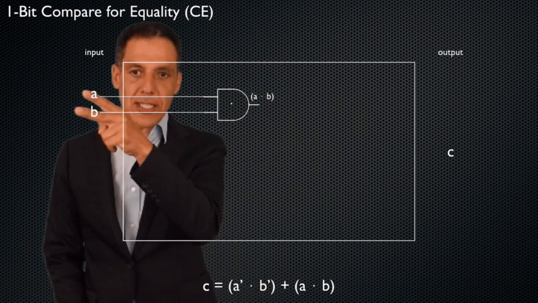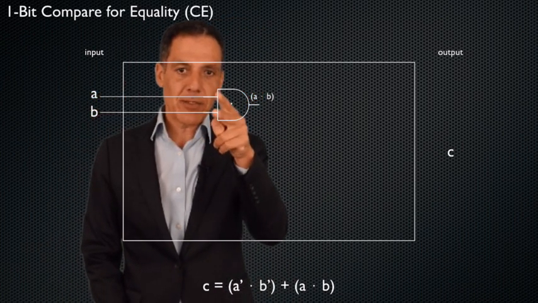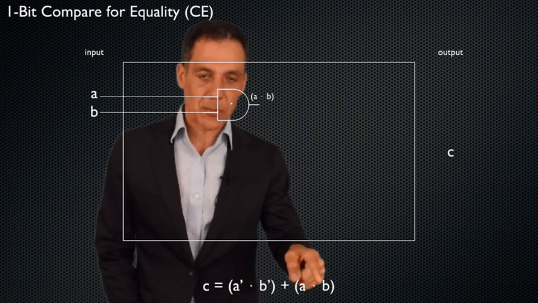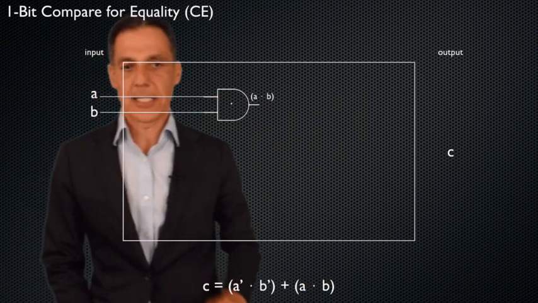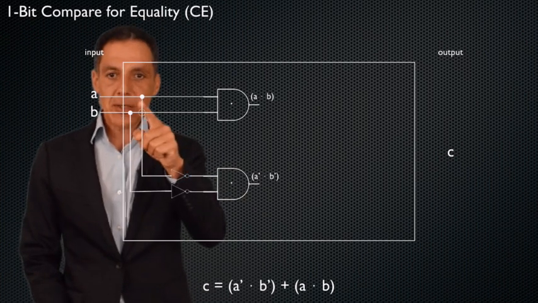All right, so let's see. I'm going to take A and B, and I'm going to shove them into this AND gate. That's this sub-expression right here. Okay, that's the easy part. I don't need any NOTs. And now I'm going to peel off A and B.